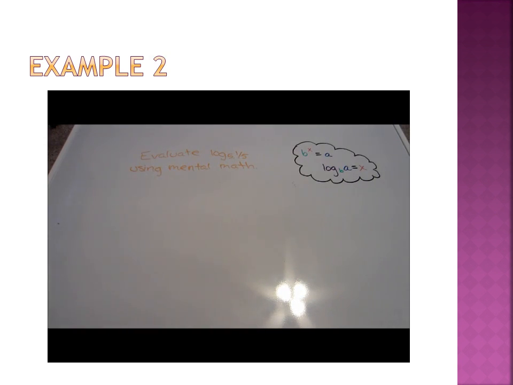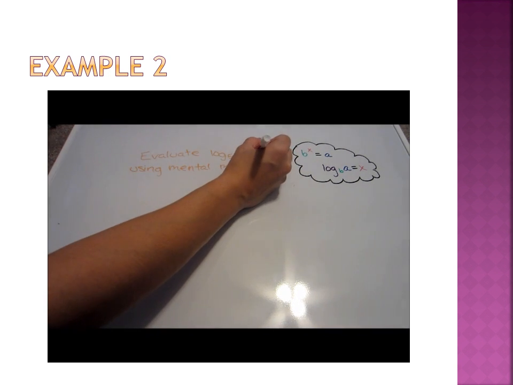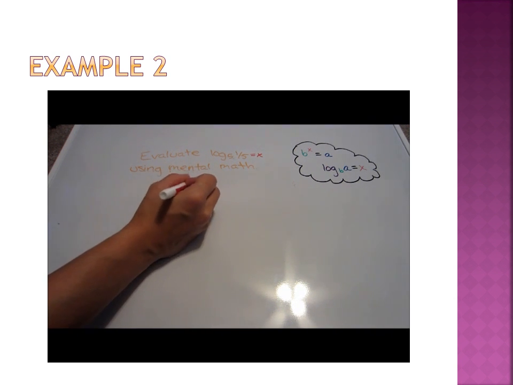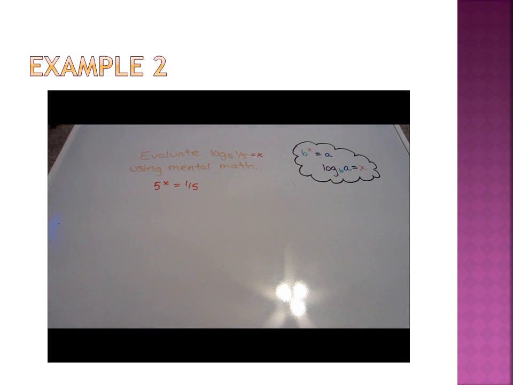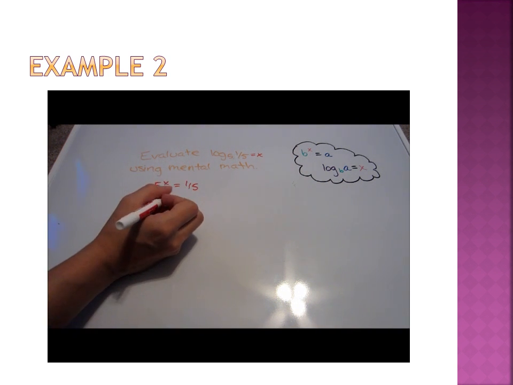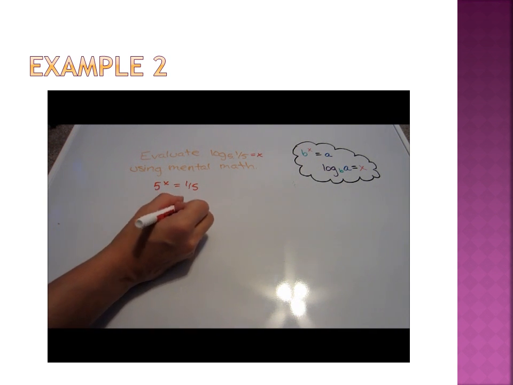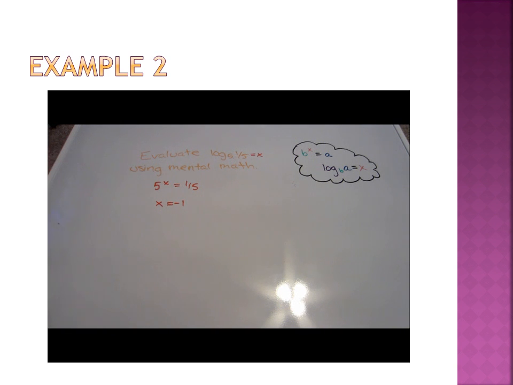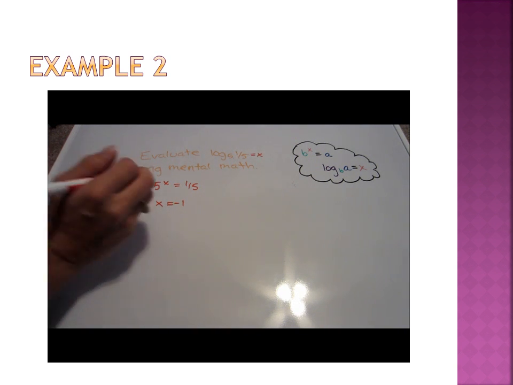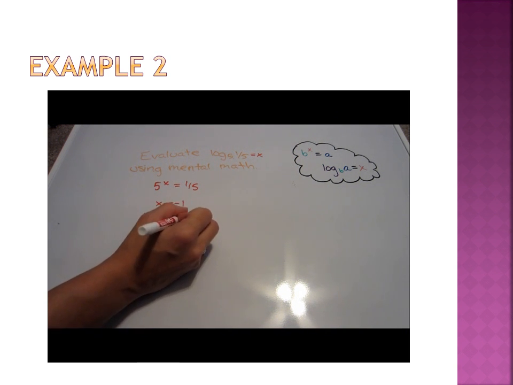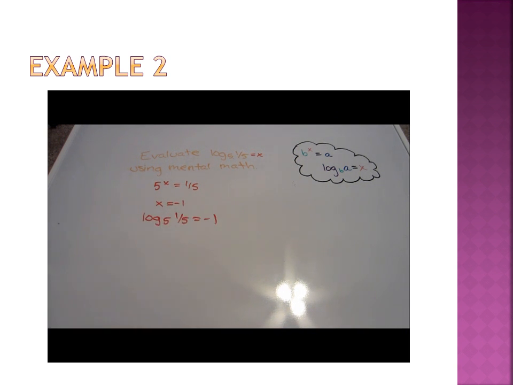How about the log base 5 of 1/5? Again, we're going to set this equal to x, and rewrite: 5 to the x equals our a, which is 1/5. Now here we just have the 5 in the denominator of the fraction. To move something to the denominator of the fraction, we just give it a negative exponent. So x is -1. 5 to the -1 is 1/5. So the log base 5 of 1/5 is -1.